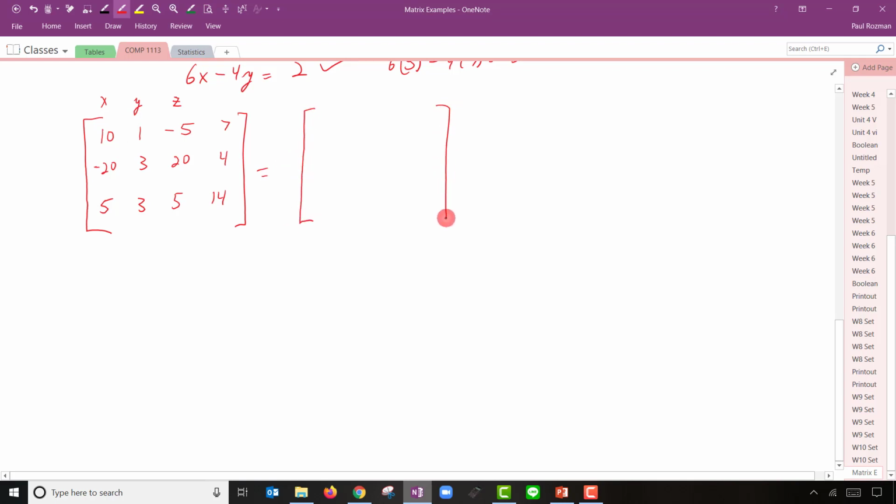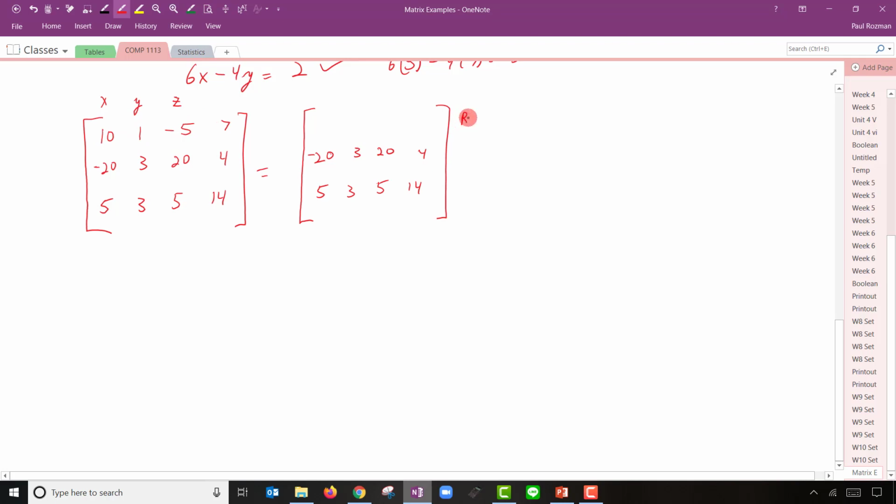So let's do that. I'm going to leave the second 2 rows alone. So I'm just recopying them for now. And I'm going to change this 10 into a 1. To accomplish that, I just divide the whole row by 10.